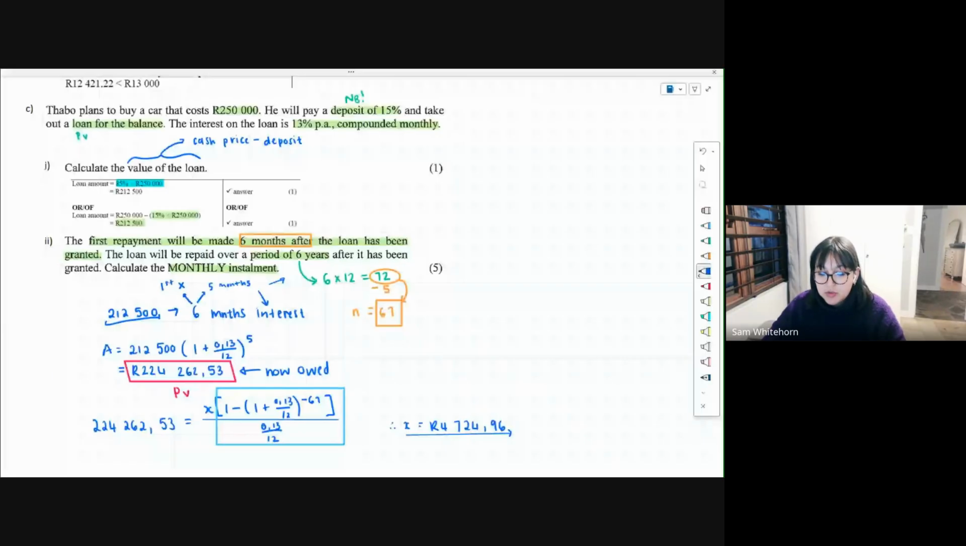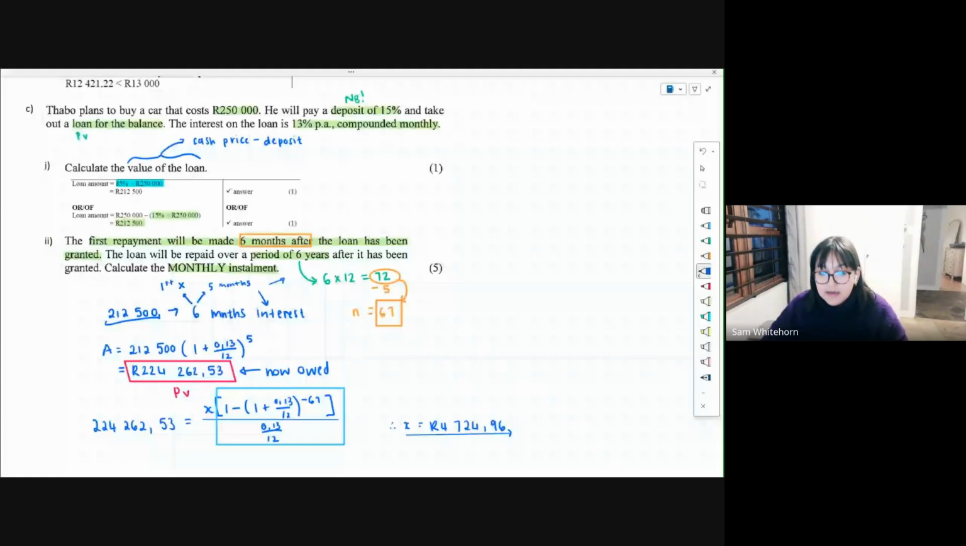Right, so your monthly repayments would go down to 4,265 Rand 75 cents, which is you saving about 500 Rand every month.